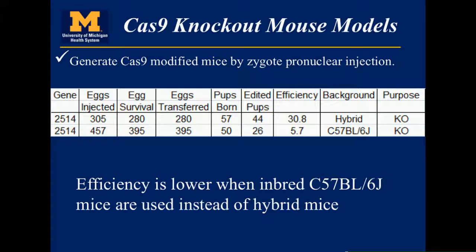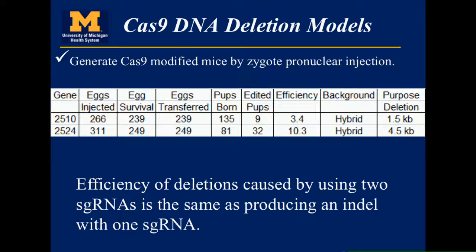So if we use a hybrid background in this experiment, we got out 30 founders per 100 microinjected eggs. As an embarrassment of riches, we take the identical CRISPR reagent, we drop it into Black 6 zygotes, you'll notice the efficiency drops. So yes, it is possible, it's just going to be less efficient. We've also used CRISPRs to take out regulatory regions for some experiments, and the efficiency of taking out a DNA segment with 2 guides is equivalent to taking out an exon with a single indel. So 1 guide, 2 guides, similar efficiency.